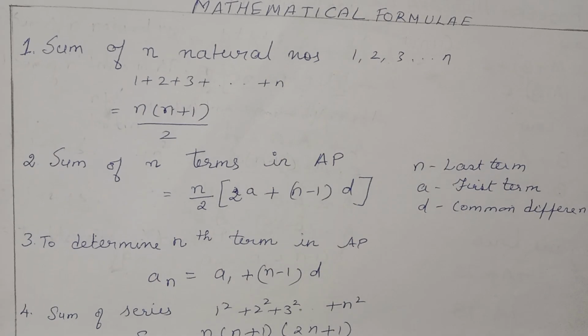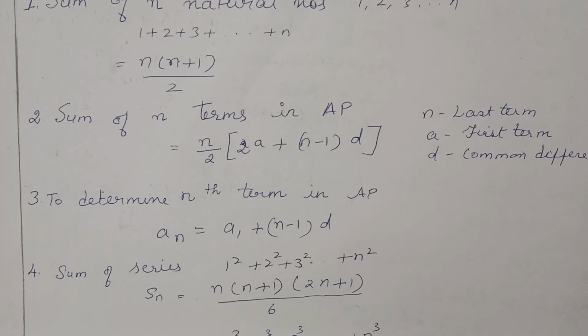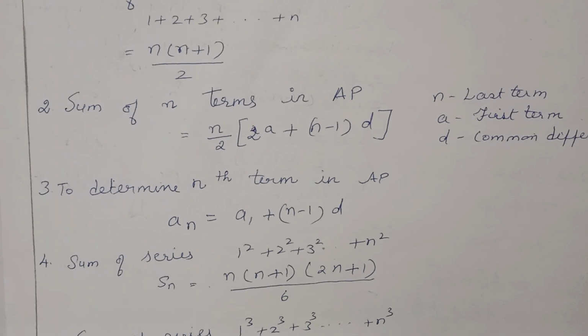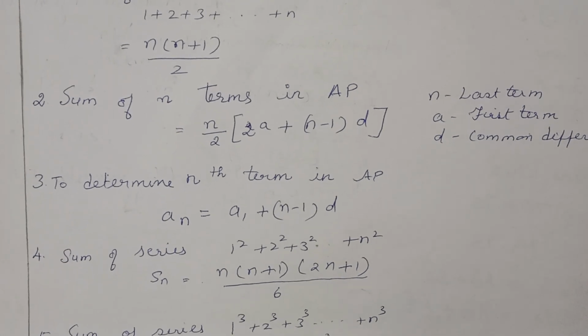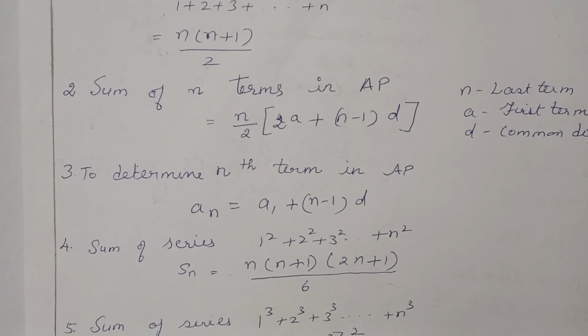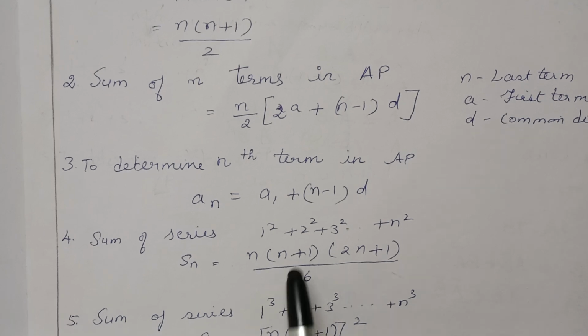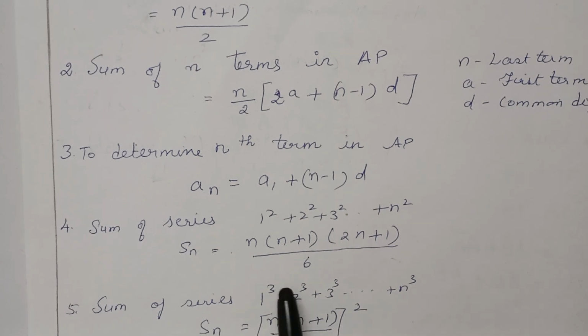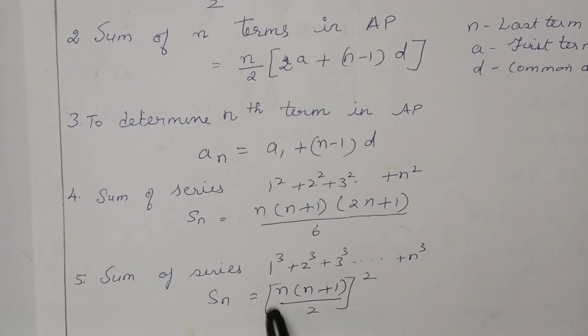And some of the important mathematical formulas: the sum of n natural numbers is n into (n plus 1) by 2. Sum of n terms in AP is n by 2 into (2a plus (n minus 1) into d), where l is the last term, a is the first term and d is the common difference. And we determine the nth term in an AP as a1 plus (n minus 1) into d. Sum of series 1 square plus 2 square up to n square will be n into (n plus 1) into (2n plus 1) by 6. And the sum of series 1 cube plus 2 cube up to n cube will be Sn is n into (n plus 1) by 2 the whole square.